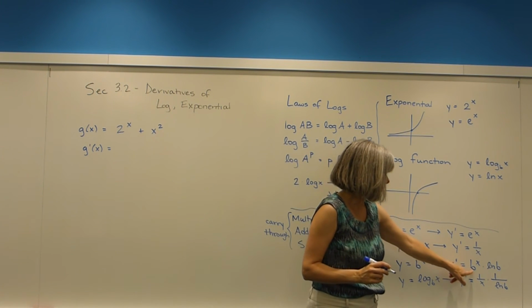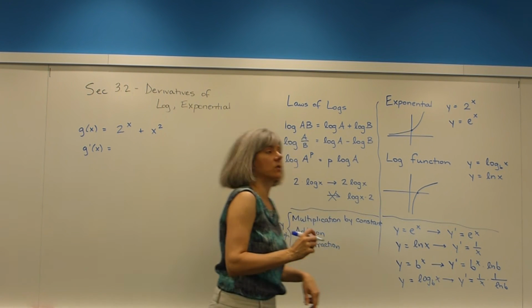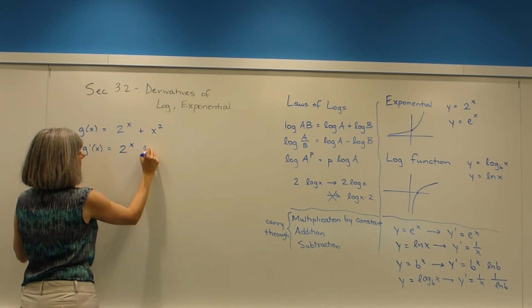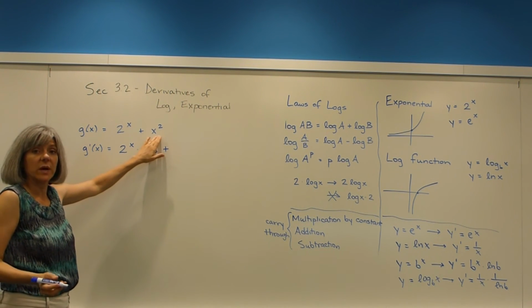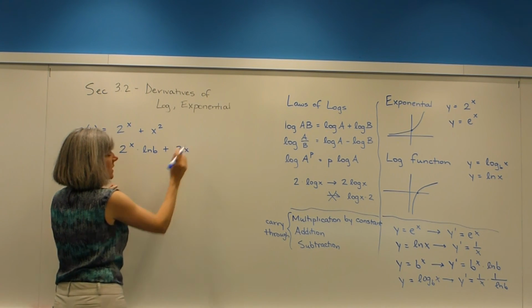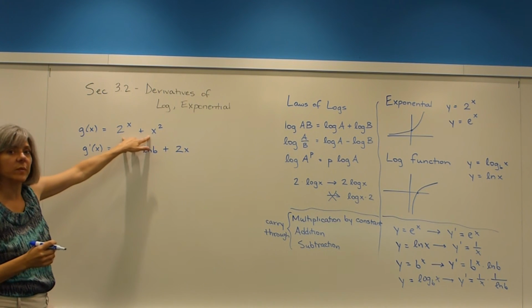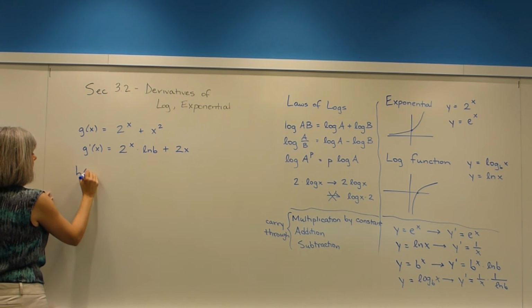So we know that b is 2, so we'll have 2 to the x, but then we have that extra correction factor. So this would be 2 to the x ln 2 plus, and this is just review, that's just straight power rule. So just take them separately. Power rule, exponent comes down in front, exponent goes down by 1. So just again, remember the difference between these two. And then here is our last one.